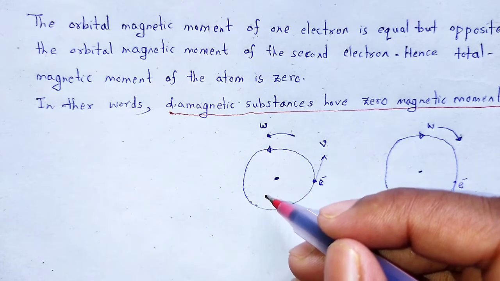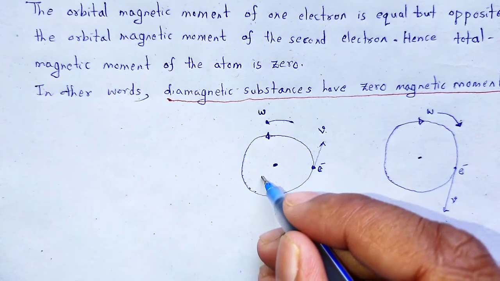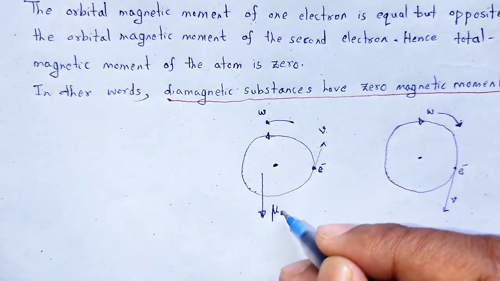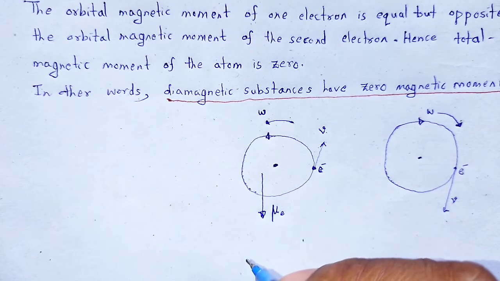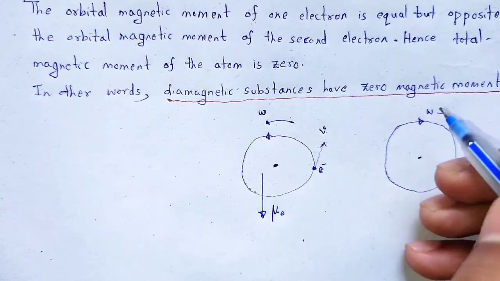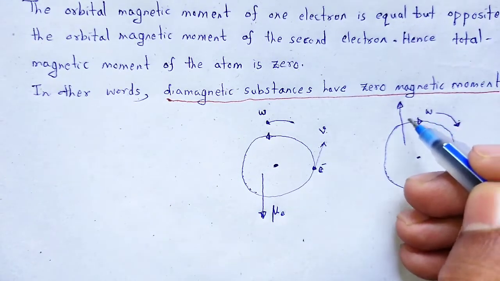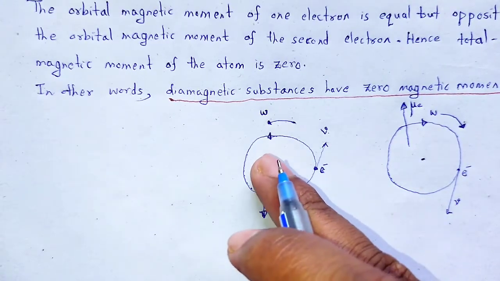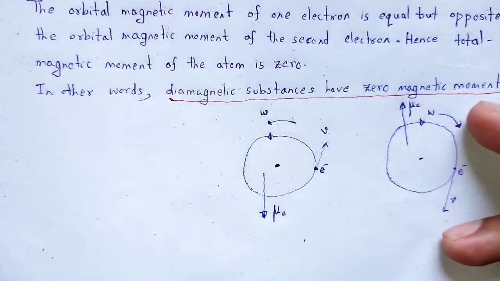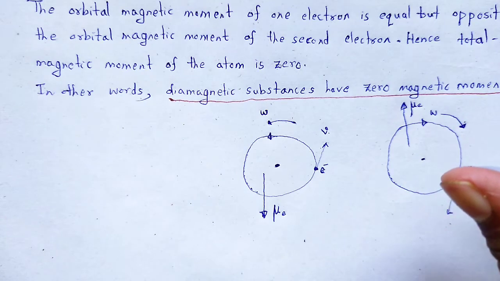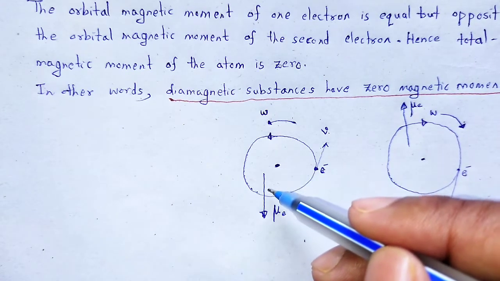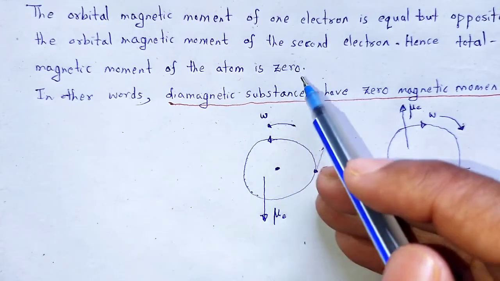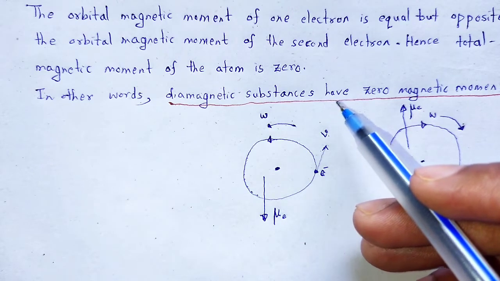Here the magnetic dipole moment, let it be mu e. What is the direction of the magnetic dipole moment? In that case it is opposite but equal. Since the upper one is north and the lower one is south, here the upper one is south and the lower one is north. So, the directions of the induced magnetic dipole moment in these two cases are just opposite. So, the net magnetic dipole moment in the atom will be 0. Therefore, we can say a diamagnetic substance has 0 magnetic moment.